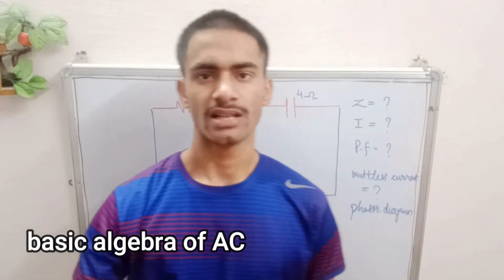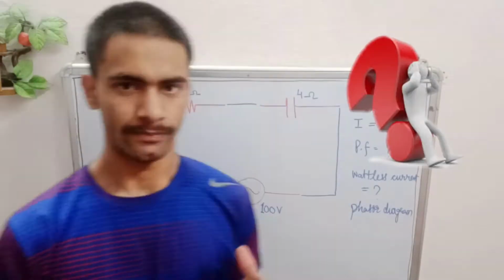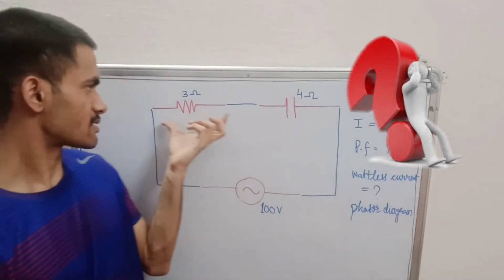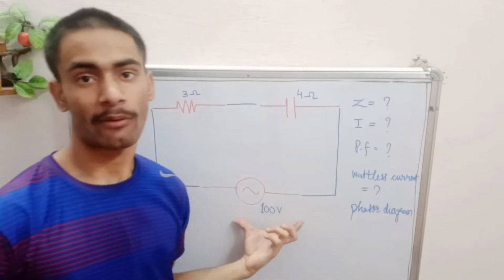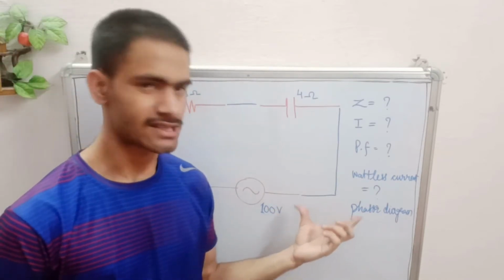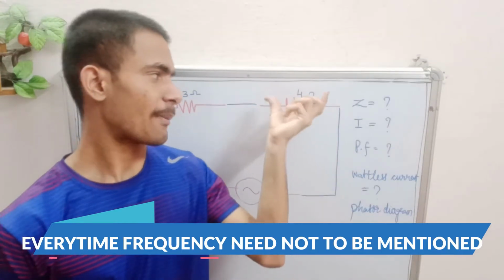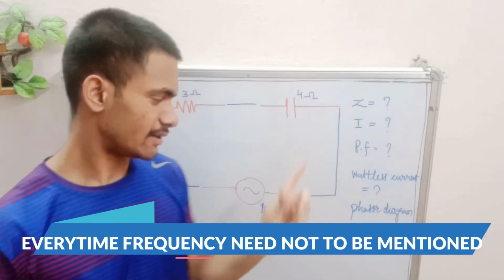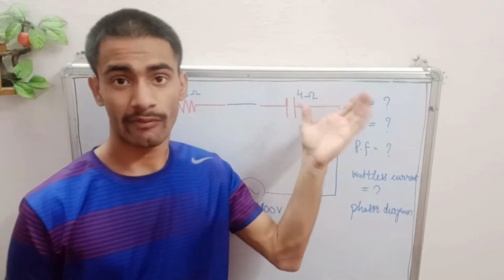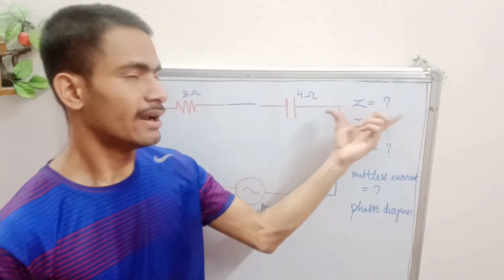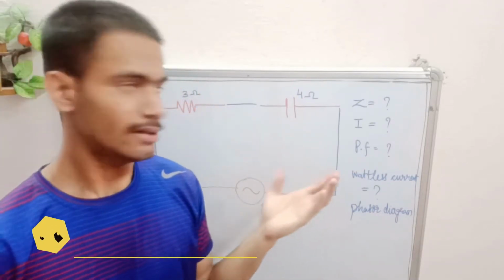Before moving on to the algebra of the 3-phase circuit, try these types of questions to brush up your knowledge. This is an RC circuit, resistance of 3 ohm, XC is equal to 4 ohm, and a 100 volt power supply is given to it. Frequency has not been mentioned because XC has been given. If the capacitance had been mentioned, then there must be a frequency so that you can calculate this XC. However, here it is directly given. Then you need to find the impedance of this circuit.